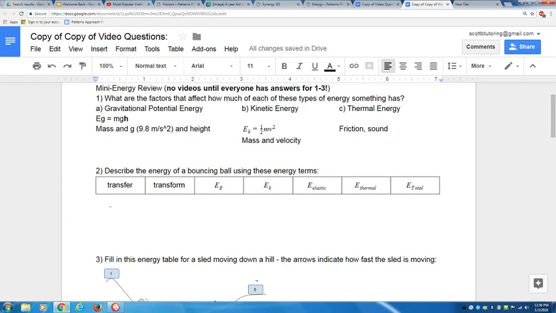So describe the energy of a bouncing ball using these energy terms. So a ball held away from the ground has Eg, so I've used one of my terms, right? When we drop it, the Eg, does it transfer or transform? It's one ball, so it transforms into Ek. We've got another of our terms down, two more actually.